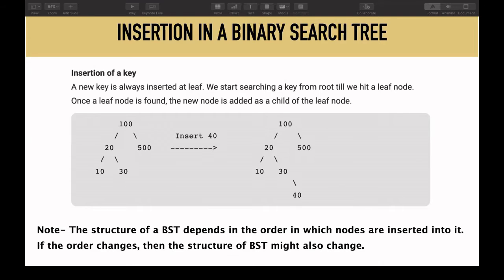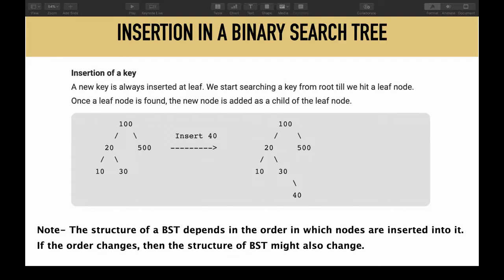Now at 30, I check that there is no left child and no right child, but 40 is greater than 30. So 40 cannot lie in the left subtree of 30, because all the nodes in the left subtree of 30 have to be lesser than 30. So 40 has to be the right child of 30. That's why I simply made 40 the right child of 30. So that is the basic procedure.